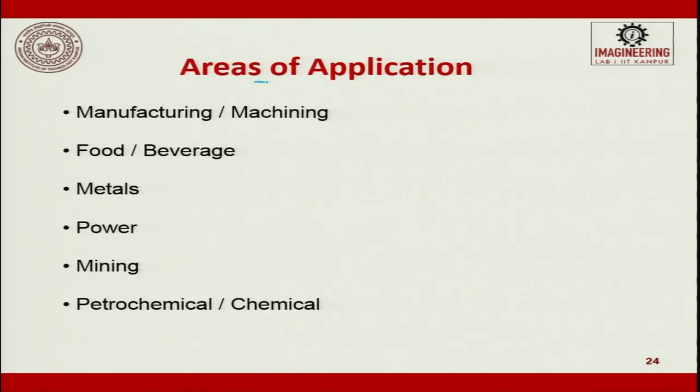So, areas of application. The most commonly used areas are going to be the processing industry. As I told you, it is the manufacturing and machining industry, food and beverages, metal forming, all automations wherein a primary processor is required. Automation is exhaustively used in the power industry, mining industry and petrochemical industry. PLC is exhaustively used. Even today, the need for a PLC programmer is huge. A smart PLC programmer gets a huge demand today.